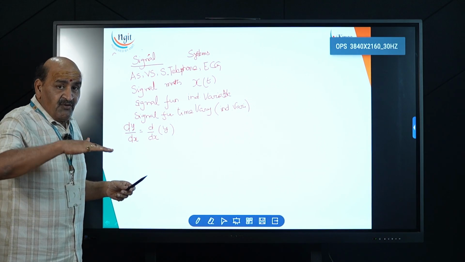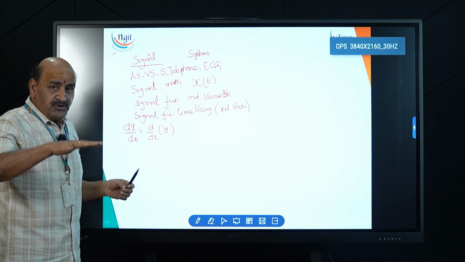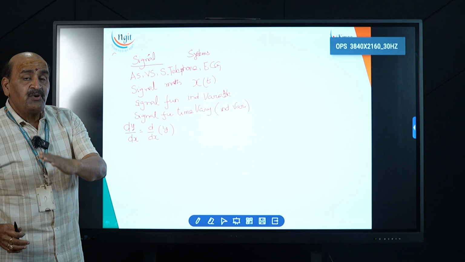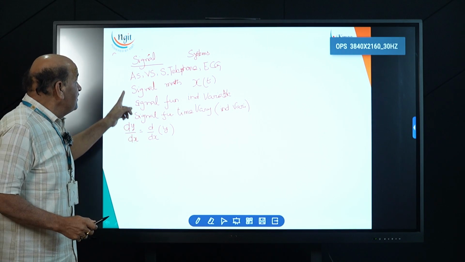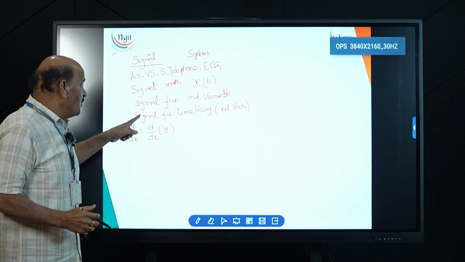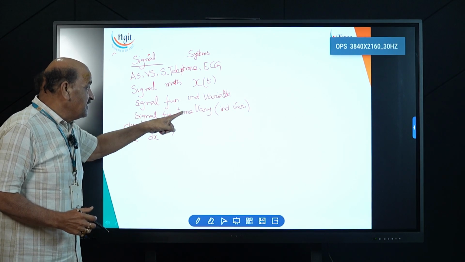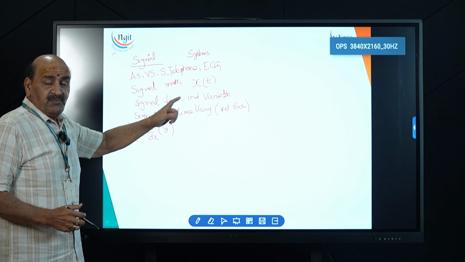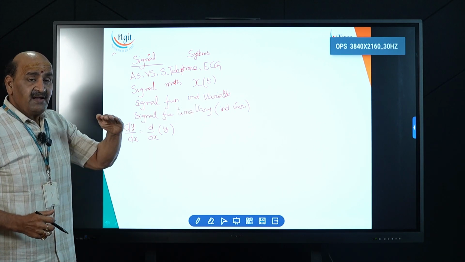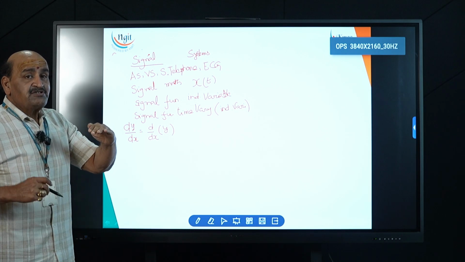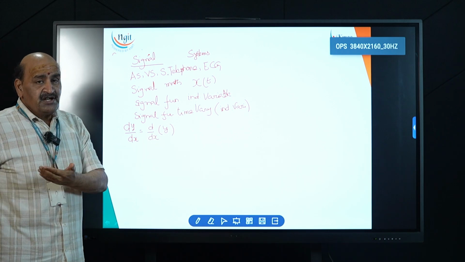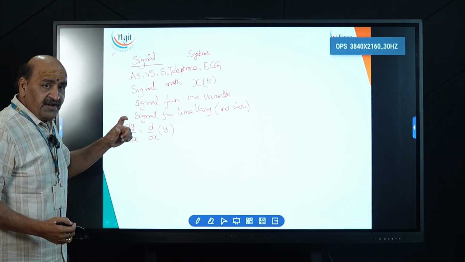As time varies from one point to another, the signal also transforms from one shape to another. That is called a signal. Most of the time we follow this definition only. Again, I am repeating: a signal is a time varying physical demonstration for transformation of information from source to destination. That is called a signal.